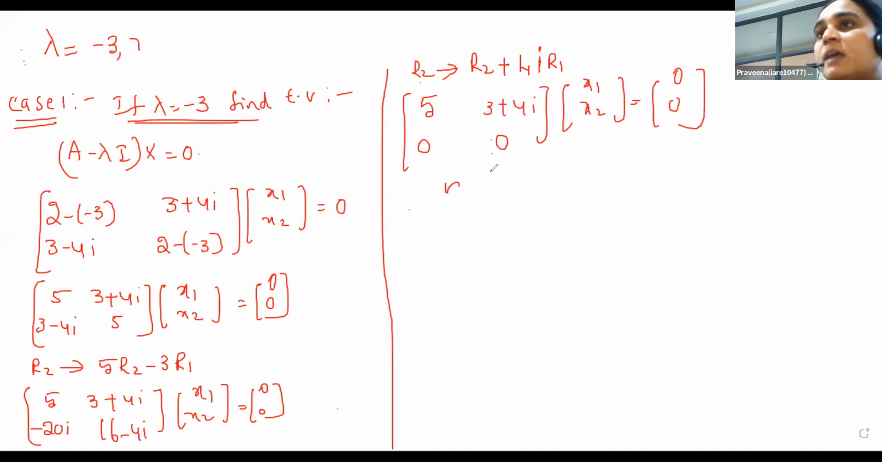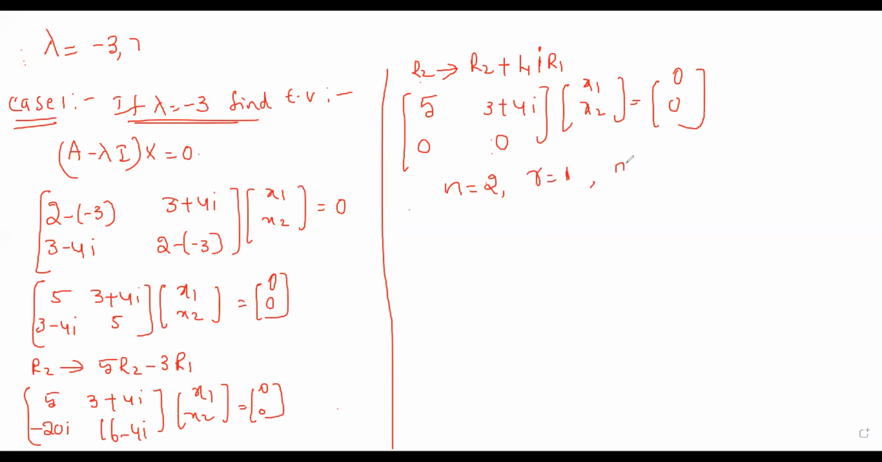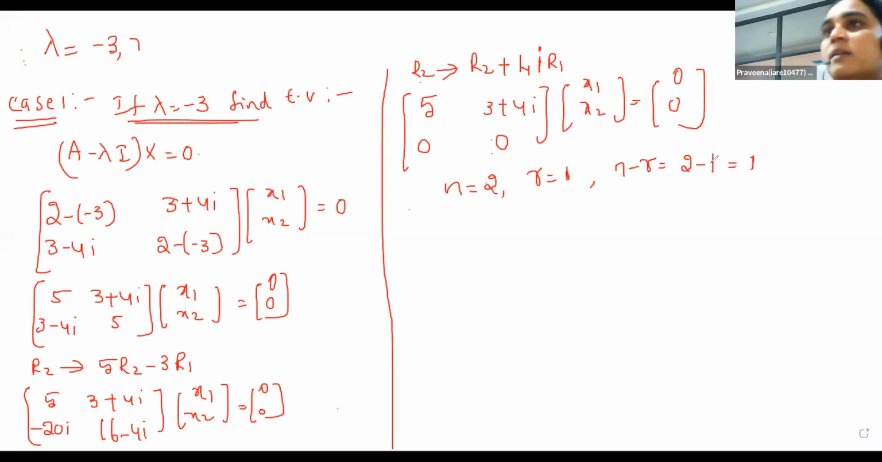And next, here n is equal to how much? N is the number of unknowns, how many for a 2 by 2 matrix? 2, right? And the number of non-zero rows is 1. For that, n minus r is what? 2 minus 1, that is 1. Let us take one variable as an arbitrary constant. Then write the equation for that.